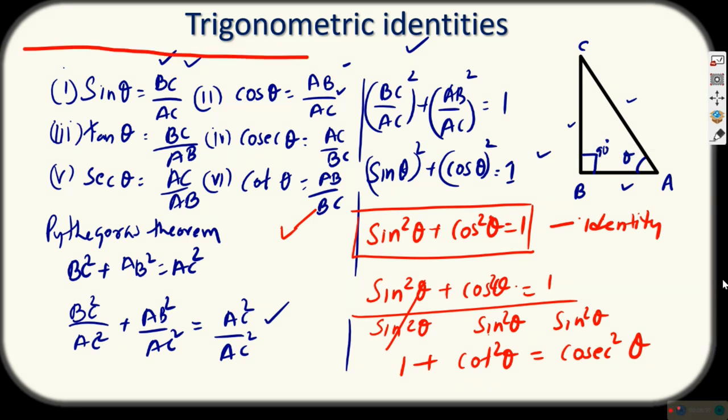So we developed an identity out of sine square theta plus cos square theta is equal to 1. We can call this a new identity: 1 plus cot square theta is equal to cosec square theta. We developed two identities, and the reason for developing them is this: sine square theta plus cos square theta is equal to 1. Suppose we divide sine square theta plus cos square theta with cos square theta, what will happen? Another relationship will be developed.